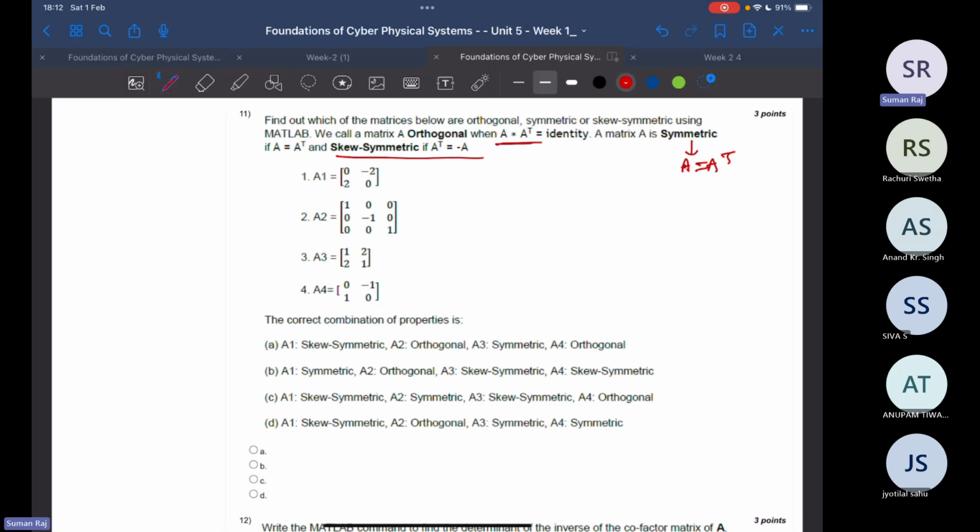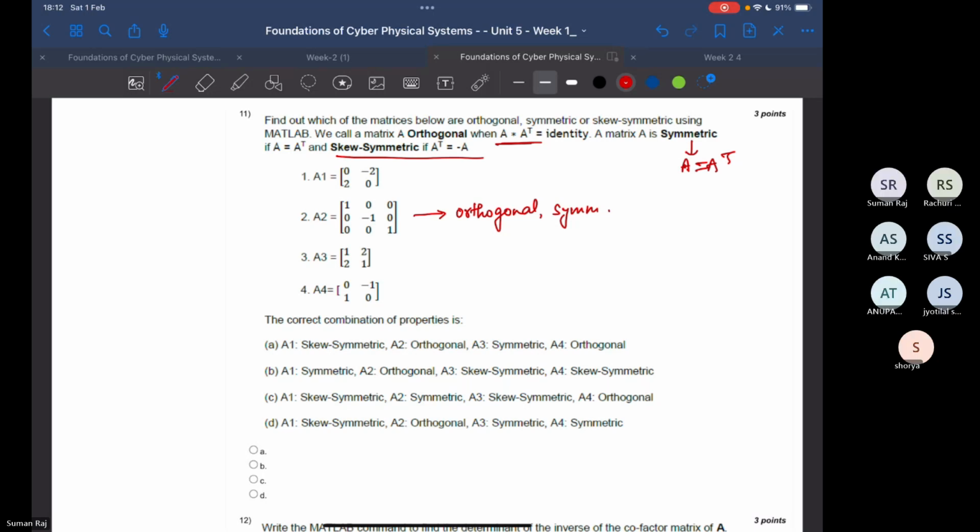Specifically, in which of these options do you have doubts, A1, A2, A3, or A4? Ma'am, A2 is orthogonal and also symmetric. Okay. And A4 is orthogonal, that is true. But A2 is both symmetric as well as orthogonal. Can you check this? That will resolve it, but you have to choose one of the options.